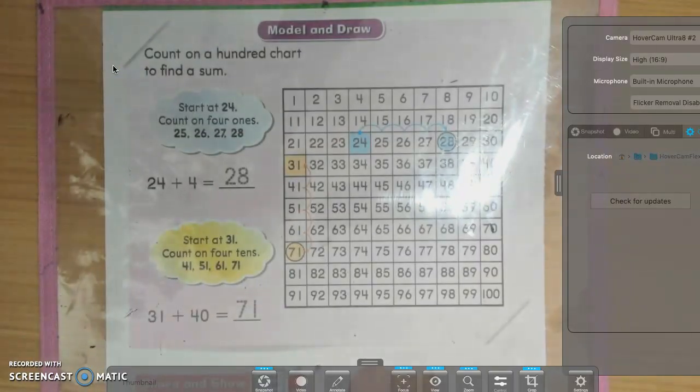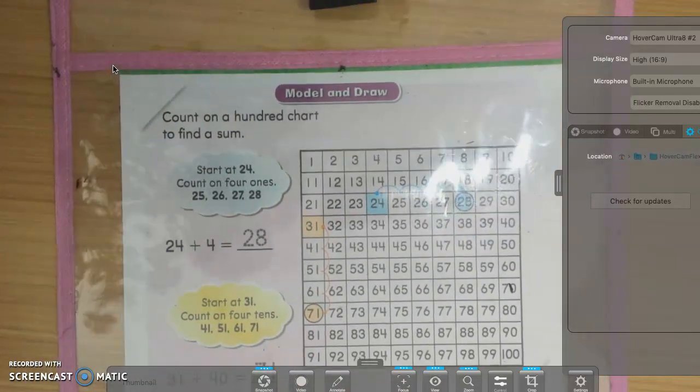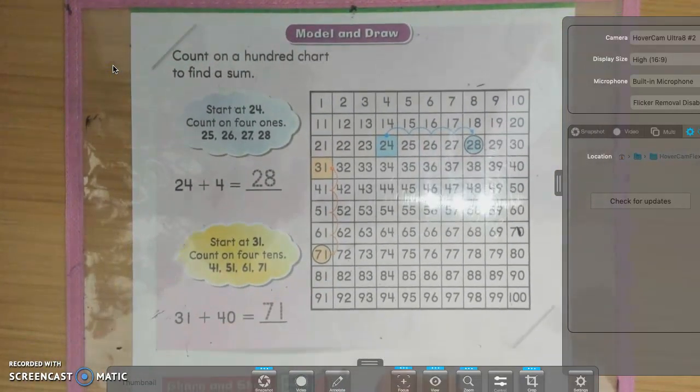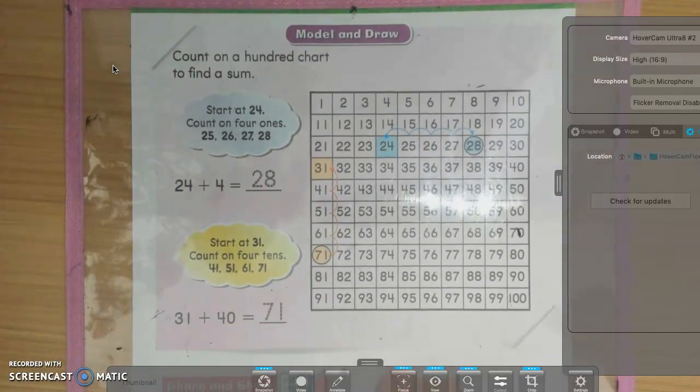There's going to be an attachment for a hundreds chart. So you can use a hundreds chart at home and either bring it up on your laptop or your iPad. Sorry, there's a little bit of a glare using this. And then if you can't find it, you can always just search for a hundreds chart and just bring one up that way. Count on a hundreds chart to find a sum. Remember, the sum is the answer in addition.